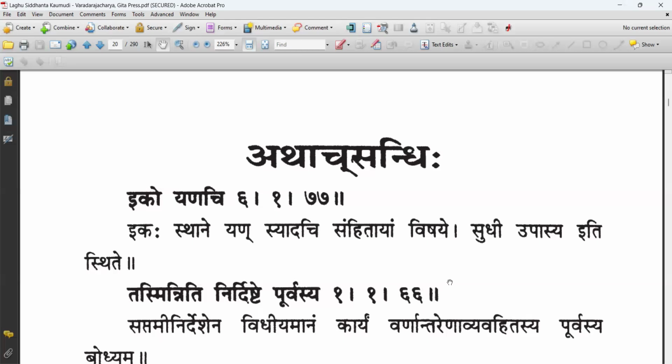So i falls into the category of the ik pratyahar: i, u, ri, li. The ik pratyahar includes the long i in sudhi. And the u comes into the ach pratyahar. The ach pratyahar is a, i, u, ri, li, e, o, ai, au, all the vowels. So u falls into the category of the ach pratyahar. Okay?